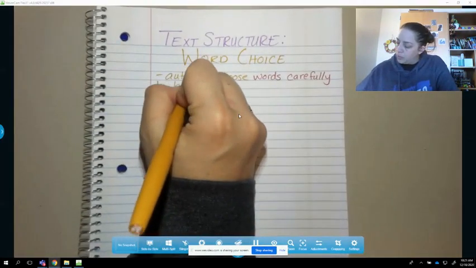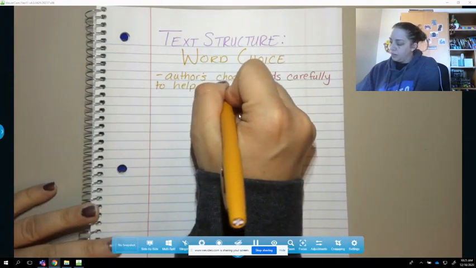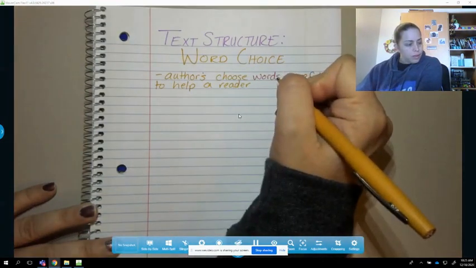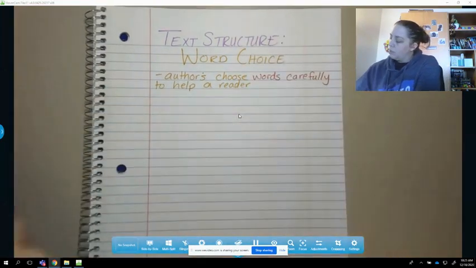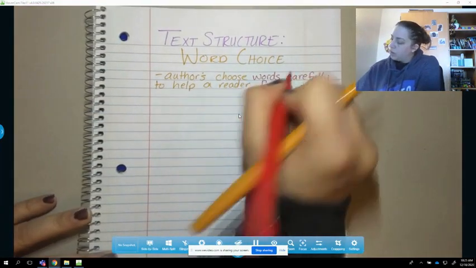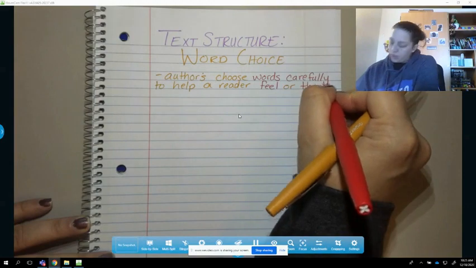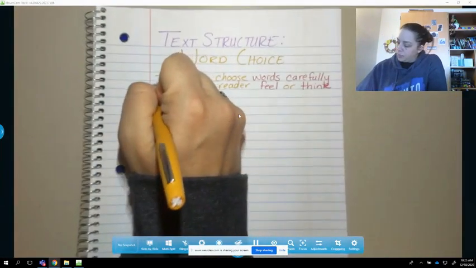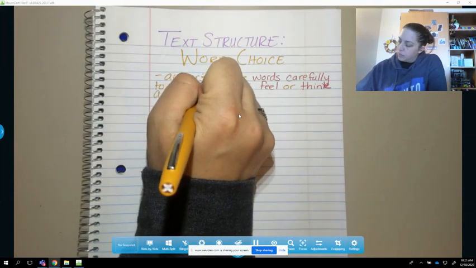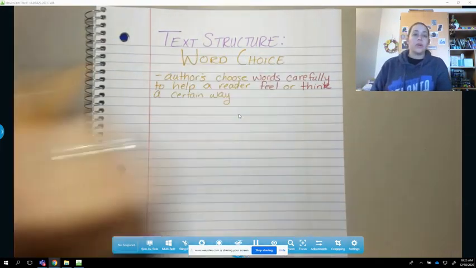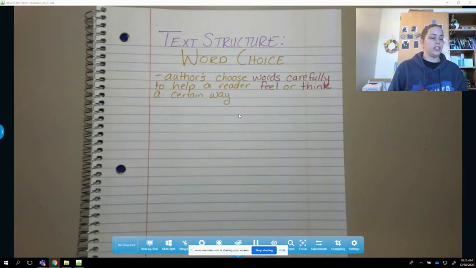to help a reader feel or think a certain way. So authors are really, really specific and very intentional when they start writing down words, and they might change words several different times in order to make sure that they have that written down exactly like they want it.